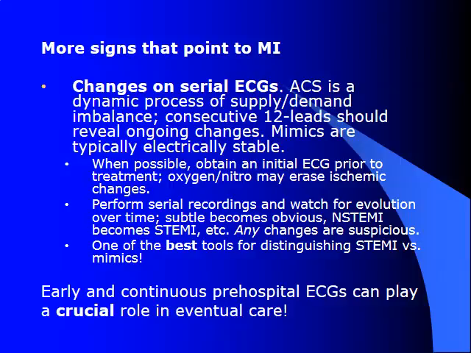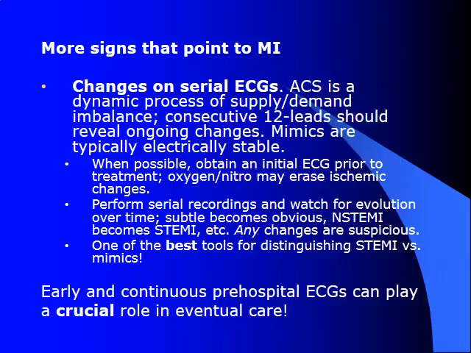When it's possible, like we've mentioned, we need to obtain the initial ECG prior to oxygen and nitro, performing serial recordings and watching for evolution over time, where our subtle STEMI becomes an obvious one, or an NSTEMI becomes a STEMI, etc. So any changes that we see in our ECG from our initial recording should be regarded as a suspicious finding. This is one of the best tools for distinguishing STEMI versus mimics.